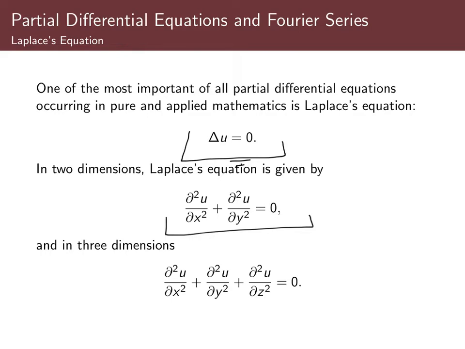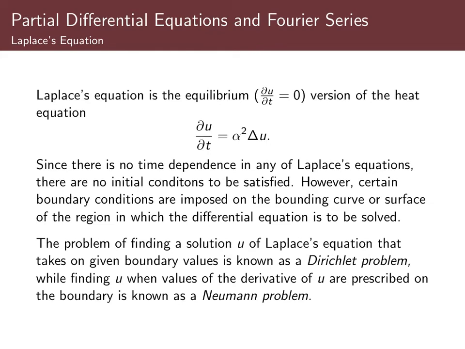And in three dimensions, it's just the three second partials of u with respect to all the spatial coordinates, all equal to 0. Laplace's equation is just the equilibrium version of the heat equation in multiple dimensions. Since there's no dependence on time in Laplace's equation, there are no initial conditions to be satisfied. However, certain boundary conditions are imposed on the bounding curve or surface of the region in which the differential equation is to be solved. The problem of finding a solution of Laplace's equation that takes on given boundary values is known as a Dirichlet problem, while finding u when the values of the derivative of u are prescribed on the boundary is known as a Neumann problem.